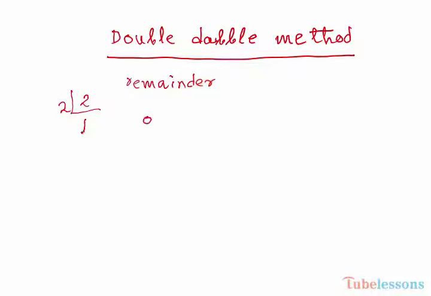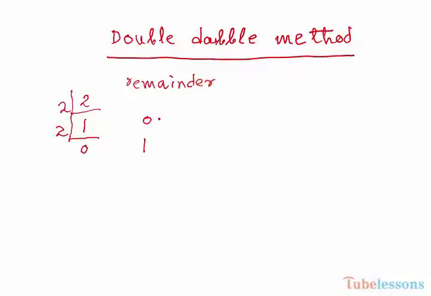Now the quotient is not 0, so divide it again by 2. If we divide 1 by 2, the quotient will be 0 and the remainder will be 1. Now the quotient is 0, so we don't need to divide it again.